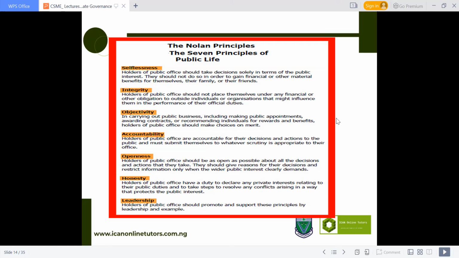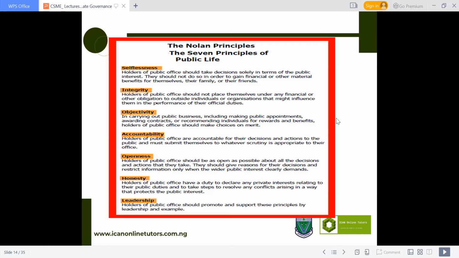I attached some past questions on areas that we discussed today. You are going to see a section on the Nolan principle. There are two: a diet where the examiner makes mention of the Nolan principle, and a diet where the examiner just says explain the theory of public life. So they are the same.